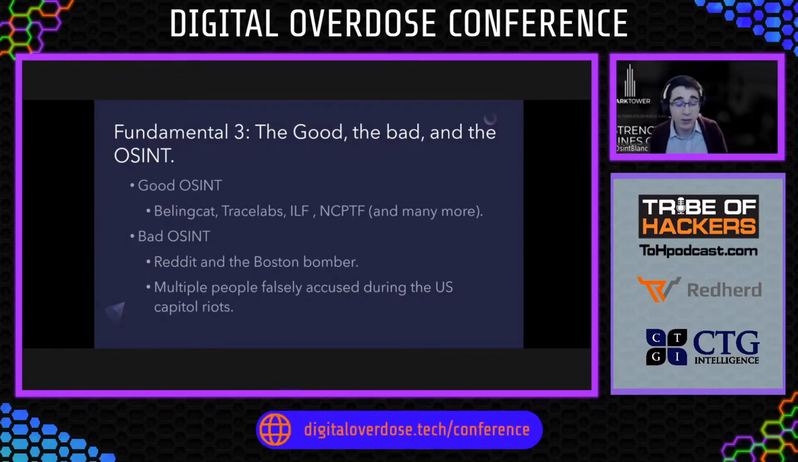And there's also bad OSINT, being done right now or in recent memory. We can see that with Reddit and the Boston bomber, and multiple people falsely accused during the US Capitol riots. Both of those situations have the same problem. People took very loose information and just went wild and made an accusation based on almost no information. So we want to be like the good OSINT who use the techniques that we're going to talk about, analytic techniques, and try to avoid their biases.